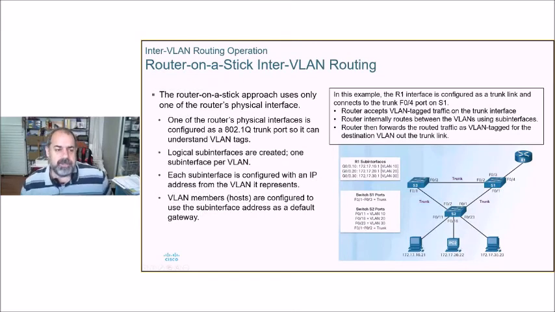So router on a stick is basically where you have one trunk link between the switch and the router, and then on the router you create sub-interfaces, one for each VLAN. And so the router does the tagging like the switches do. One of the router's physical interfaces is configured as an 802.1Q trunk port, so it can understand VLAN tags. Then you create logical sub-interfaces, one per VLAN. On each, you need to put an IP address for the subnet that belongs to that VLAN, and then you tell it what VLAN it belongs to with an encapsulation command.